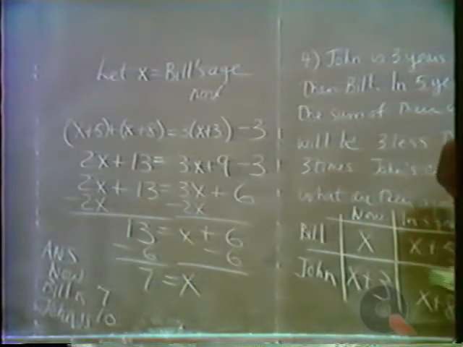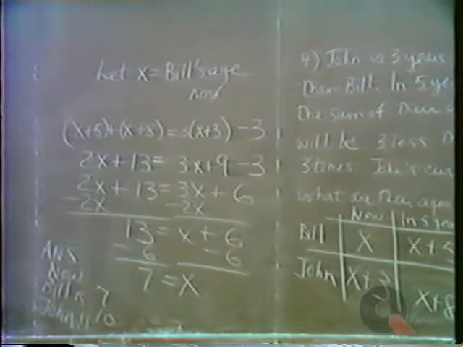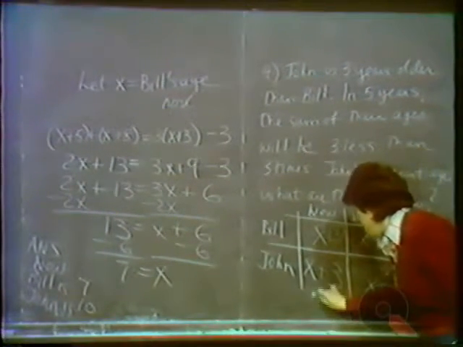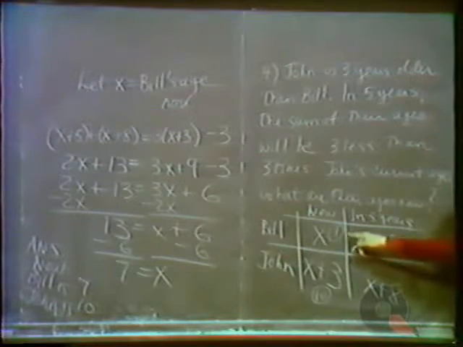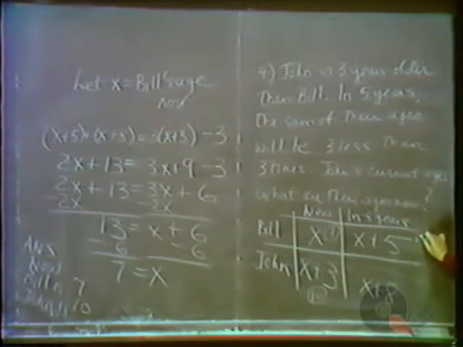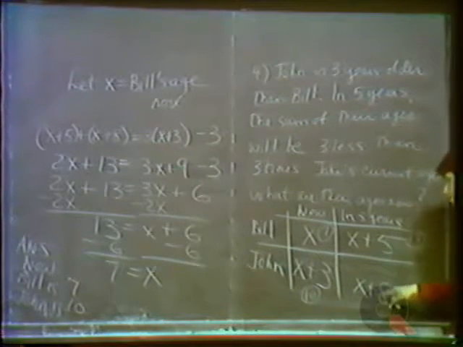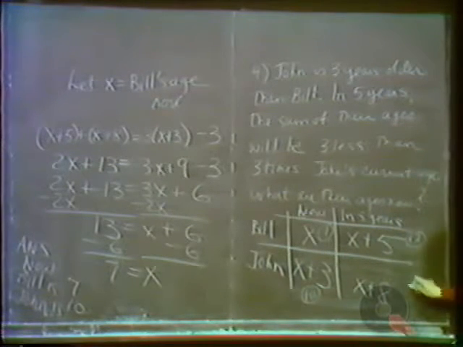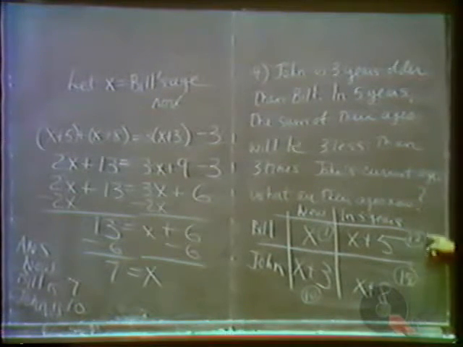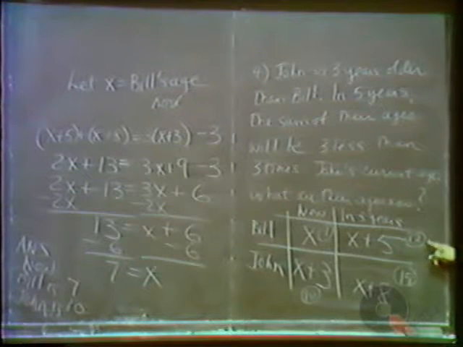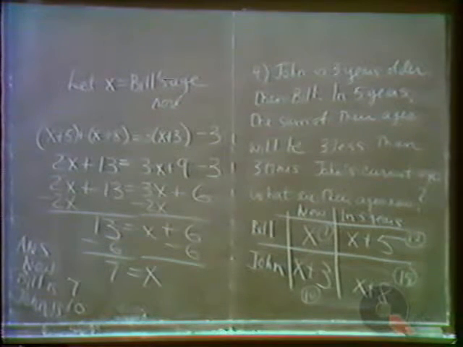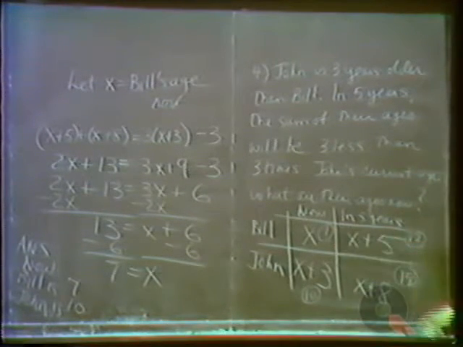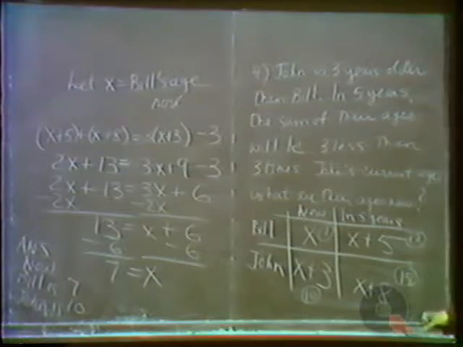Let's see what we have here. Right now, Bill is 7. John is 10. In 5 years, he'll be 5 years older. 7 plus 5, he'll be 12. He'll be 5 years older. 10 plus 5, that's 15. Of course, he'll still be 3 years older than Bill. That doesn't change. John is 3 years older than Bill. That's all right.